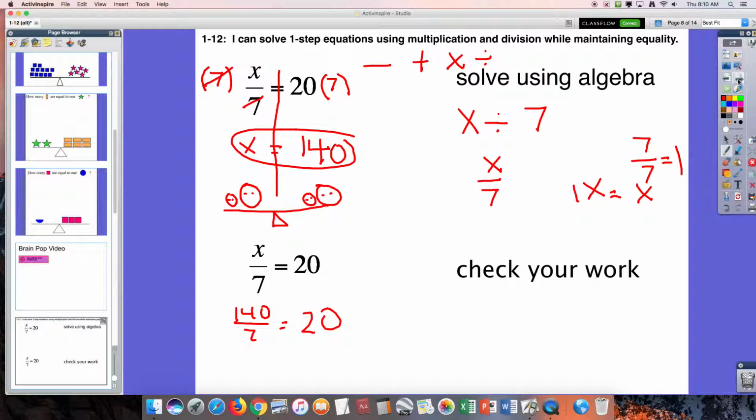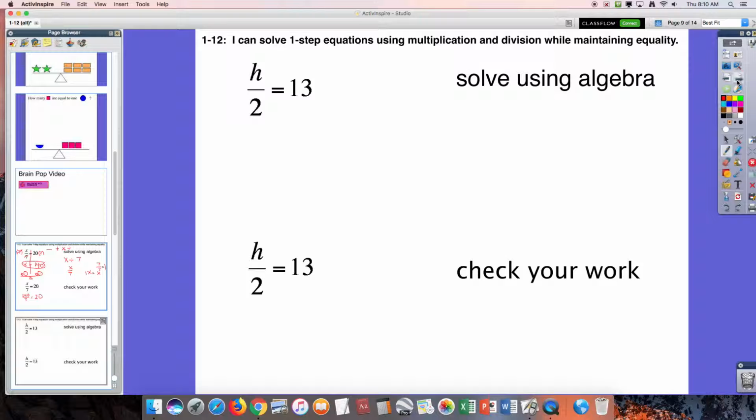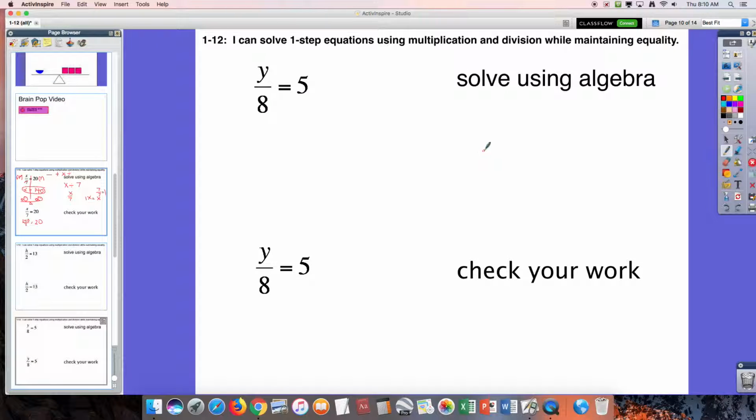All right, so that's one example. Let's do one more. We'll do this one. Okay, Julian, tell me what we're going to do first. So y divided by 8. Okay, so stop right there. You just said a really important thing. You asked yourself what is happening to y, and you said it's being divided.